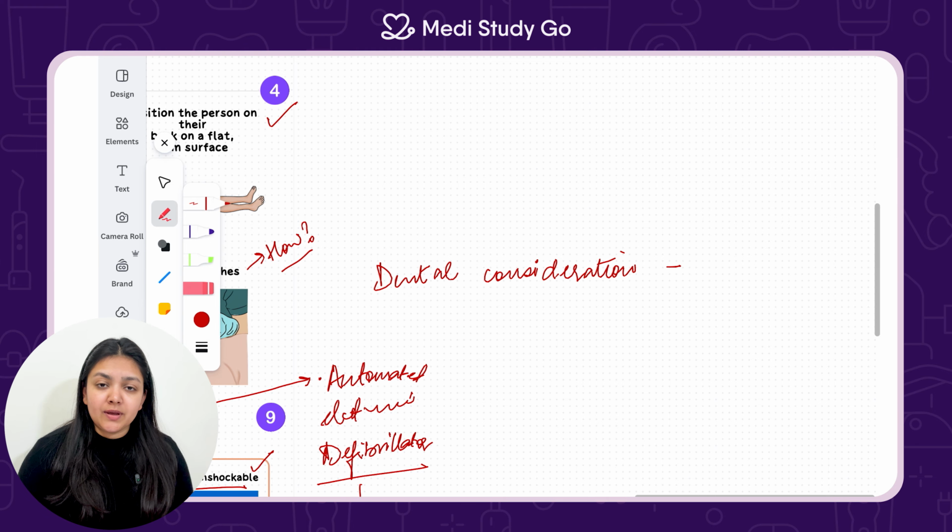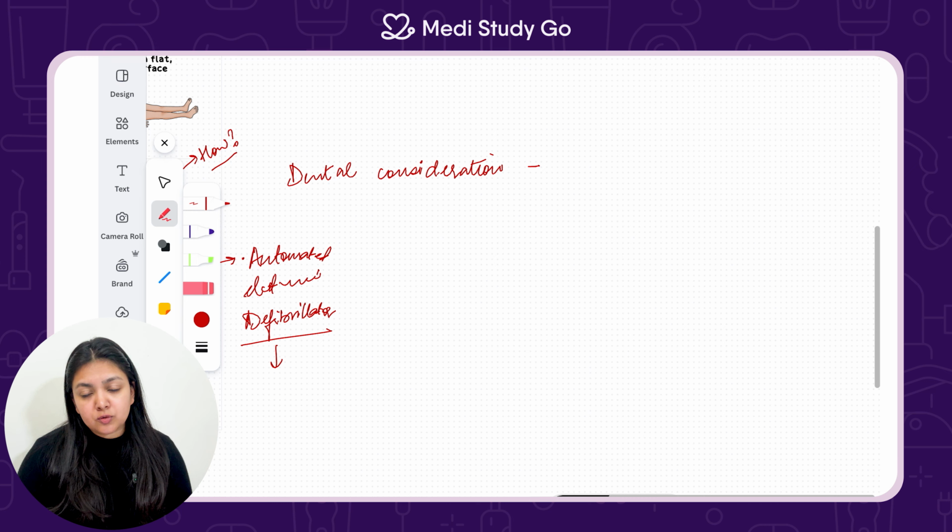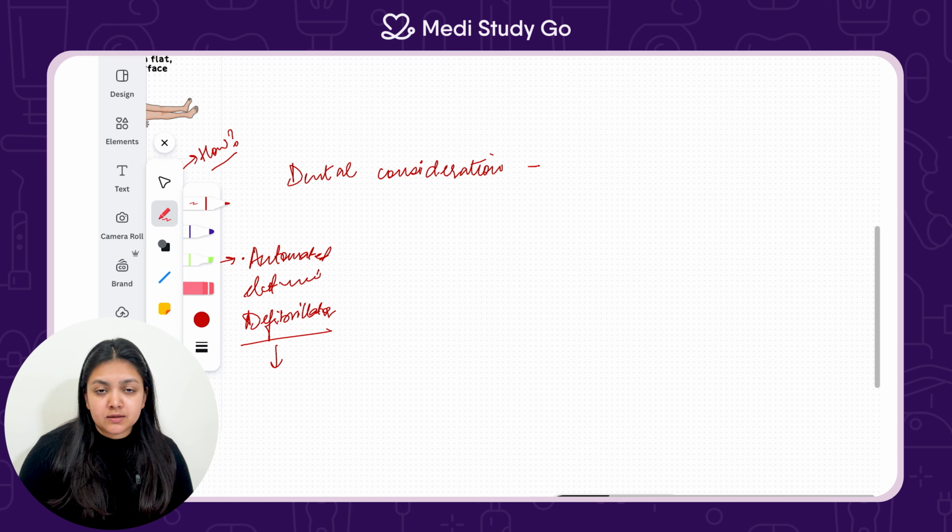Now, how is CPR important for us dentists? So, what are the dental considerations of cardiopulmonary resuscitation? Suppose you're treating a patient and the patient goes into a cardiac arrest due to whatever reason, any underlying etiology, any underlying cause, be it respiratory, be it cardiac, anything about which you did not know, the patient did not inform you, or any irritant which might have escalated the situation.